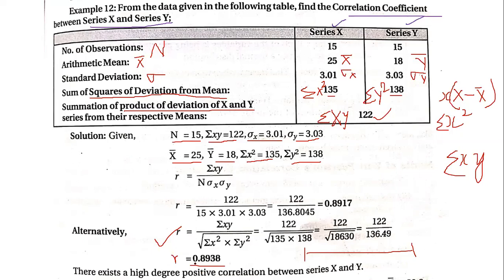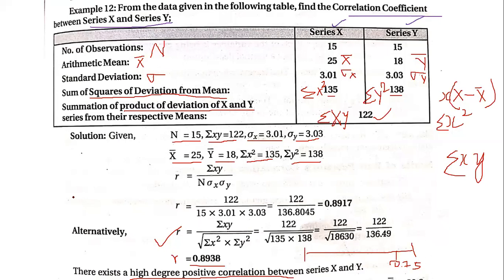Now once you get the correlation coefficient, you will have to do the interpretation. If you see, it is positive and it is more than 0.75, which means it has a high degree of correlation. So series X and series Y have a high degree positive correlation between them. So this is the simple answer.